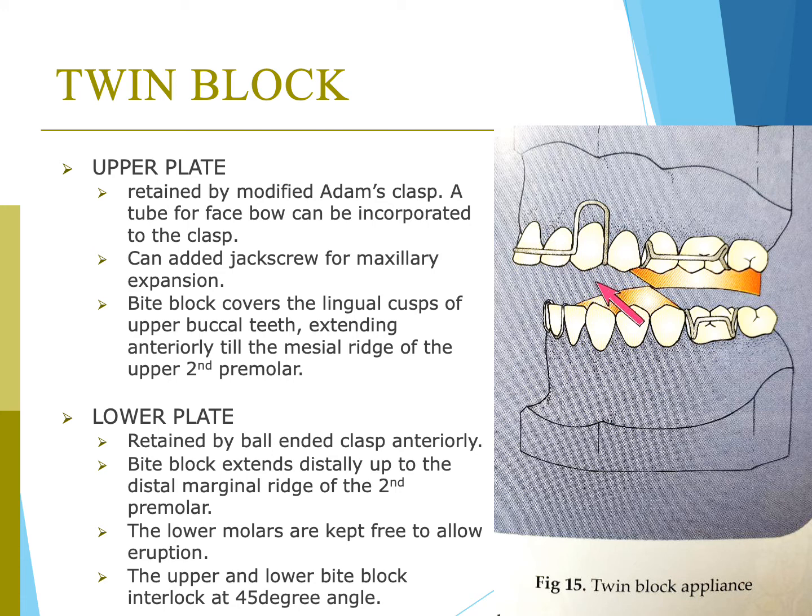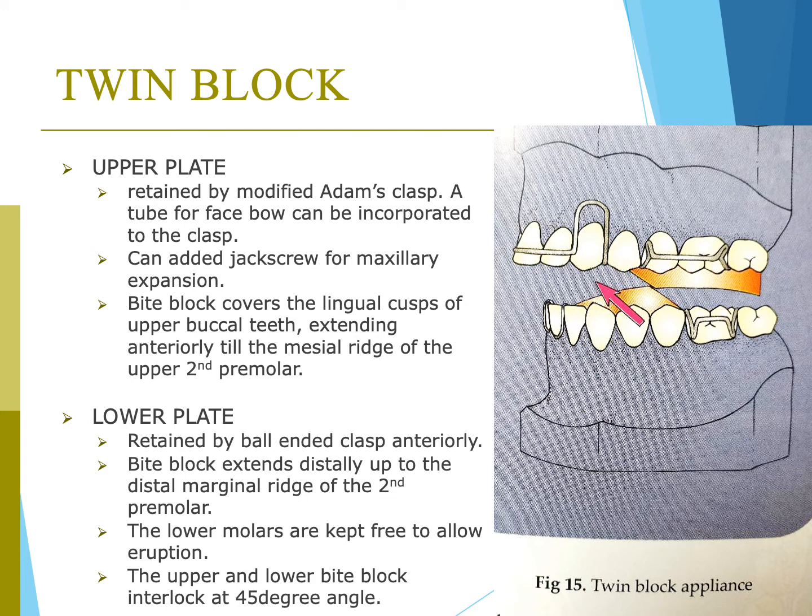The upper plate is retained by modified Adams clasps. A tube for a face bow can be incorporated into the clasps. In the upper plate, we can also add a jet screw for maxillary expansion. The bite block covers the lingual cusps of the upper buccal teeth, extending anteriorly to the mesial ridge of the upper second premolar. The lower plate is retained by ball-ended clasps anteriorly.